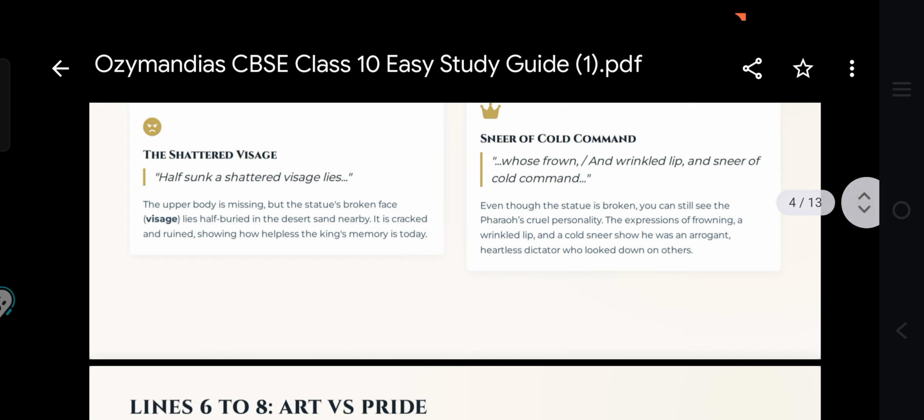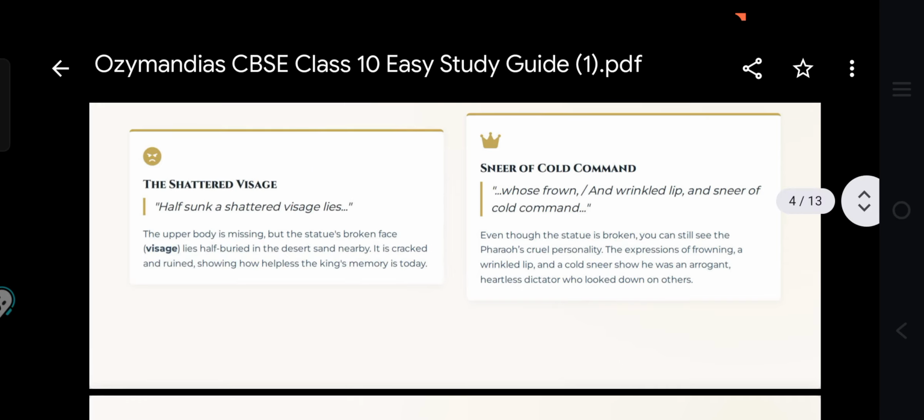Half sunk, a shattered visage lies. In this line, the poet says that the upper body is missing, but the statue's broken face, that is the visage, lies half buried in the desert sand nearby. And the face is cracked and ruined, means damaged, showing how helpless the king's memory is today, whose frown and wrinkled lips and sneer of cold command.